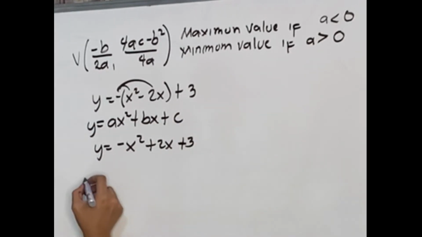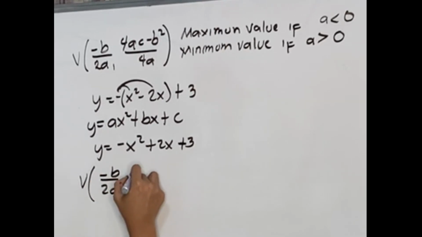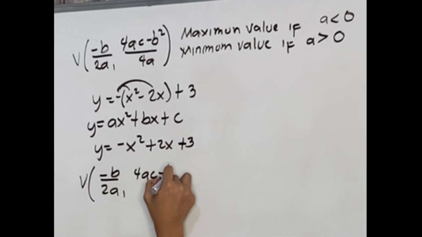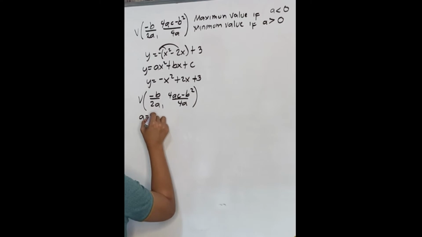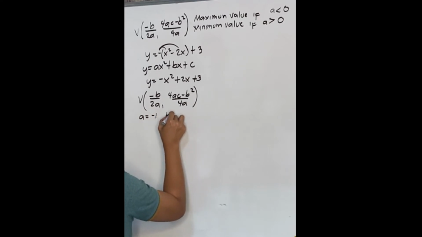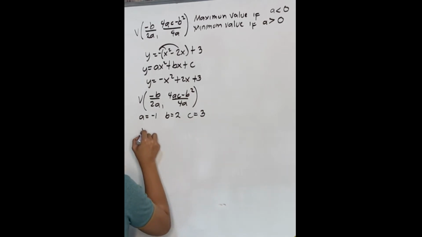In this case, we could identify the values of h and k. So the vertex is equal to negative b over 2a and 4ac minus b squared over 4a. Identifying the values, a is negative 1, b is equal to 2, and c is equal to 3.